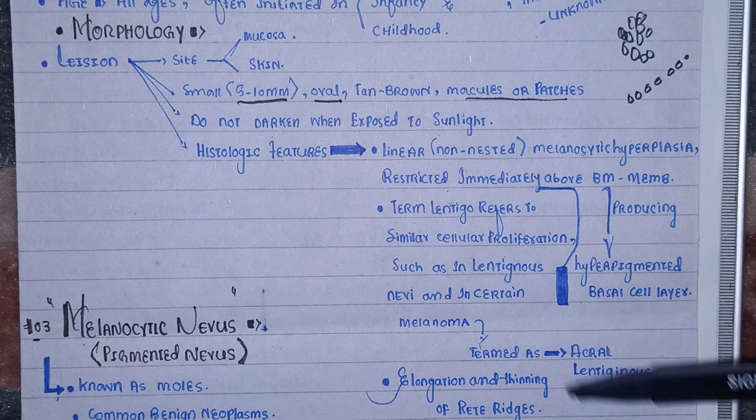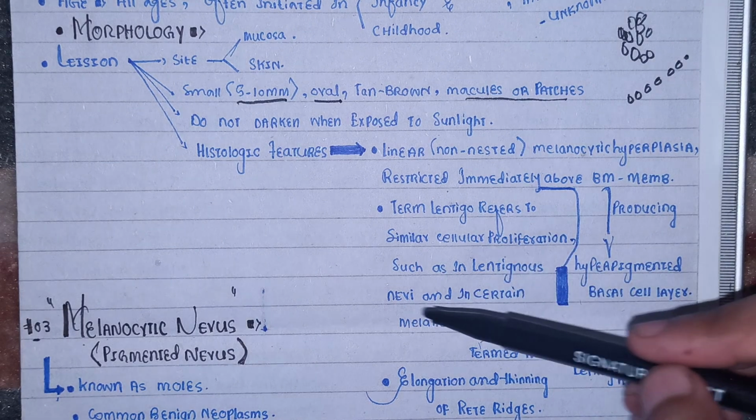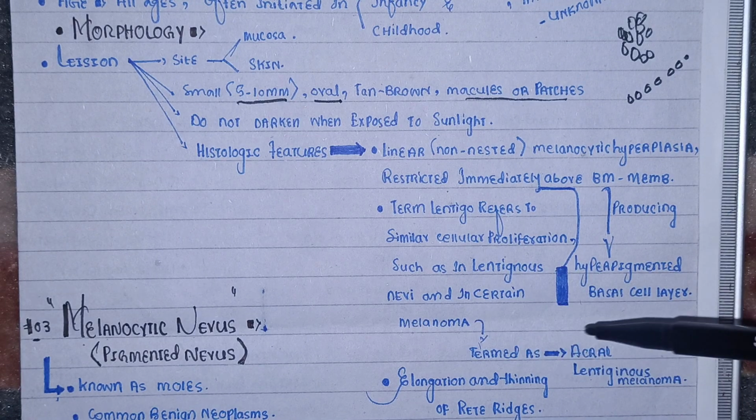Okay, you will better understand these terms when you will be doing these topics. But for now, just keep in your mind that this type of proliferation of cells, linear non-nested, which you are looking at in case of lentigo, the same sort of proliferation you will come to see in some other lesions like lentiginous nevi and melanoma, and those are also termed as acral lentiginous melanoma. Okay, that's the thing.